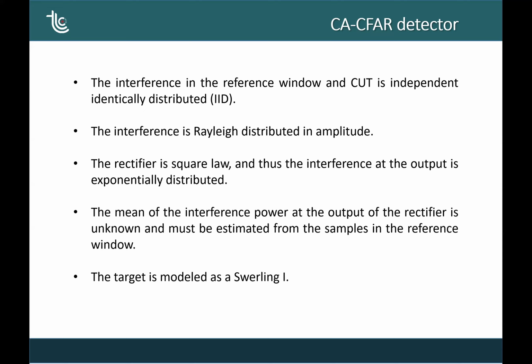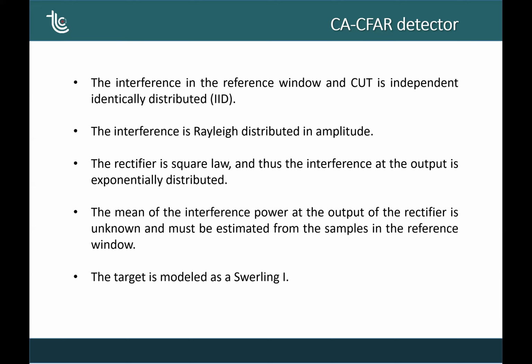As I already said, the rectifier is a square law, so it makes the square of the amplitude. So the interference, the disturbance at the output of the rectifier, is exponentially distributed. You should know that if I and Q components are Gaussian distributed, then the amplitude is Rayleigh distributed, and the intensity, or amplitude squared, is exponentially distributed.